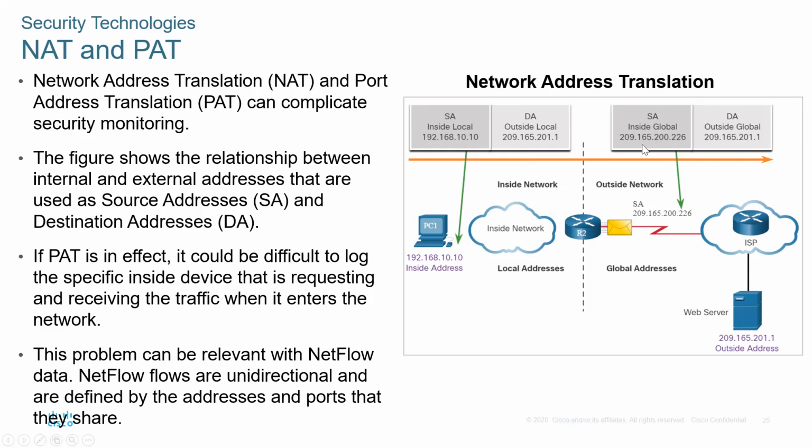Same way when a packet comes back, we don't necessarily know because this part gets stripped off as it goes through the firewall. And so with PAT in effect, it can be difficult to log specific inside devices that are requesting and receiving traffic as it enters the network. And so this problem can be relevant to NetFlow data. NetFlows are unidirectional and therefore defined by the addresses and ports that they share. So in other words, your traffic can be re-encrypted and sent out if you're going through a NAT, which today is pretty common.